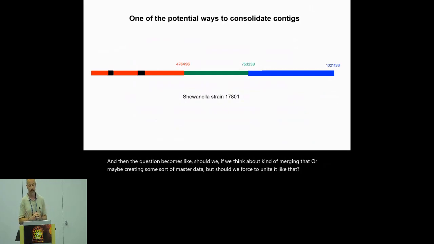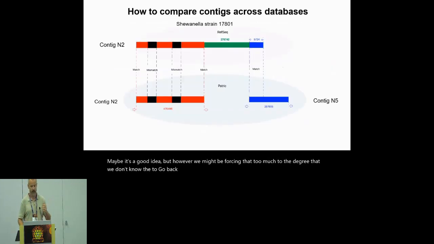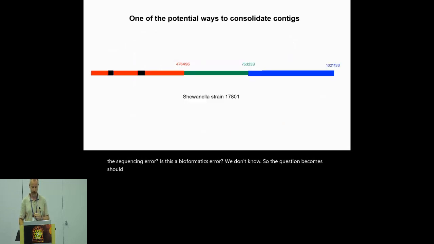Maybe it's a good idea, but we might be forcing that too much, to the degree that we don't know, if you go back for a second, what the difference is. Is it a unique structural variance from a particular strain in one database? Is it a sequencing error? Is it a bioinformatics error? We don't know. So the question becomes, should we or should we not merge?